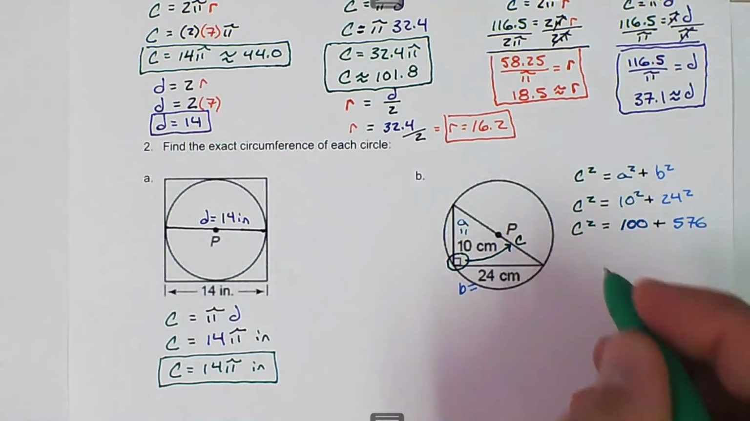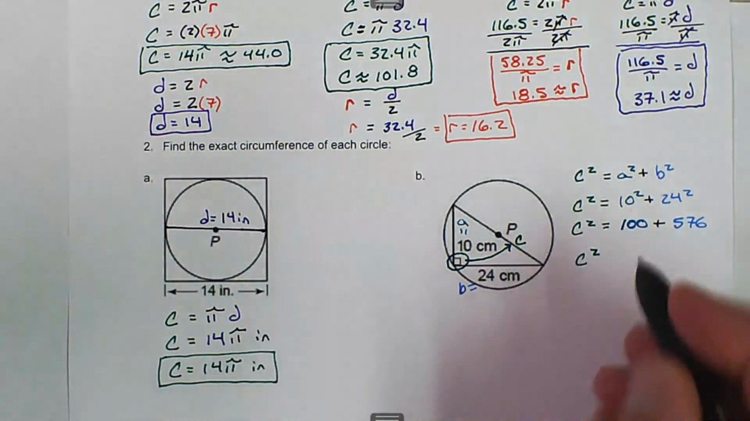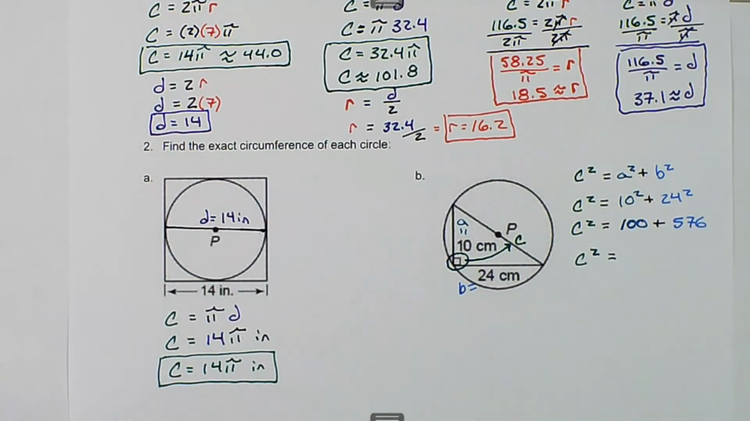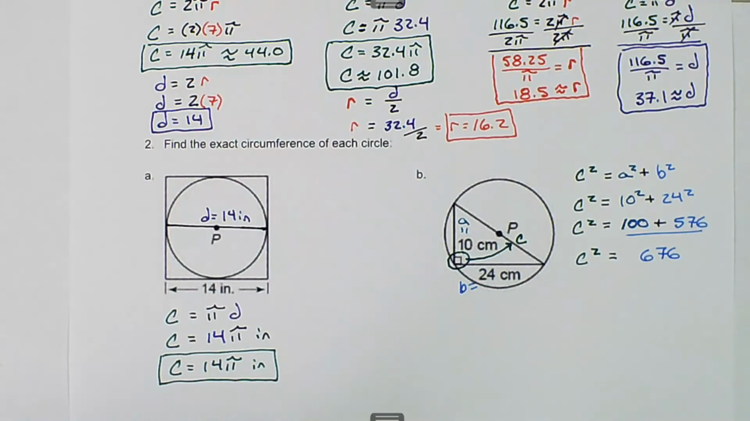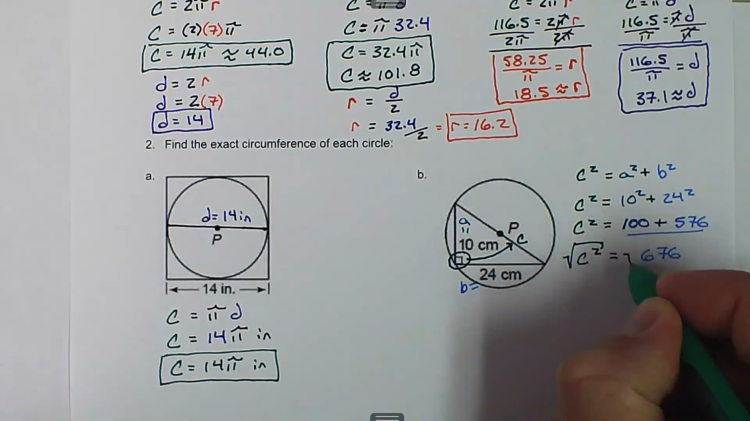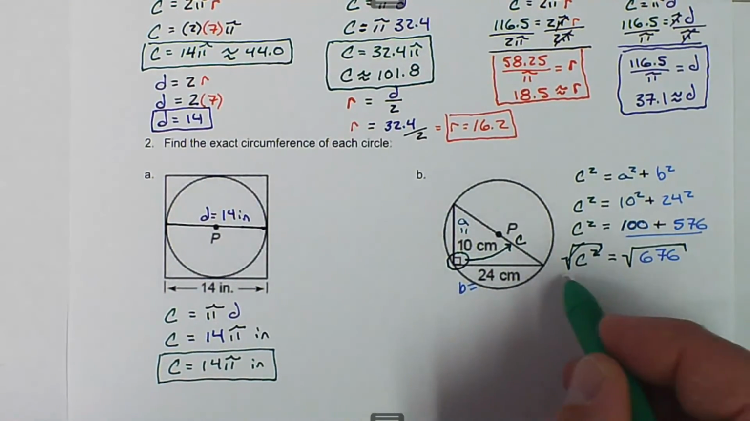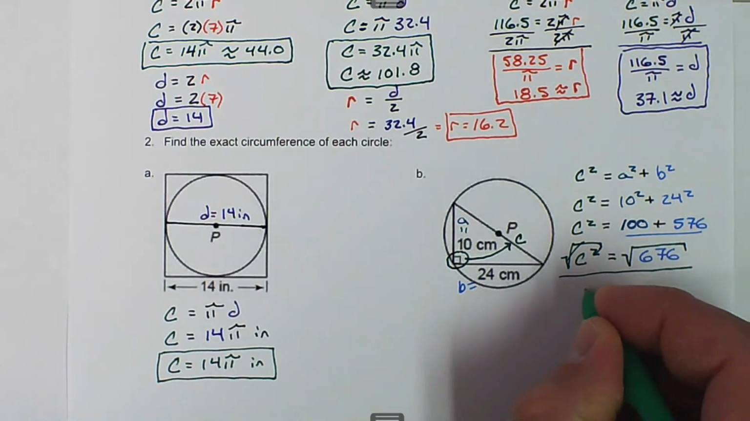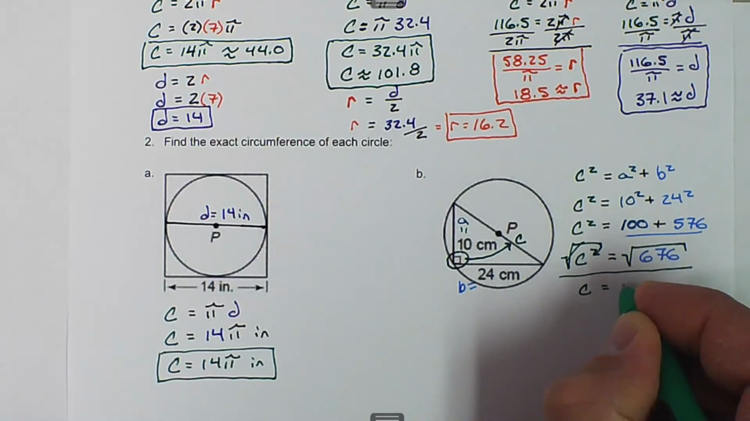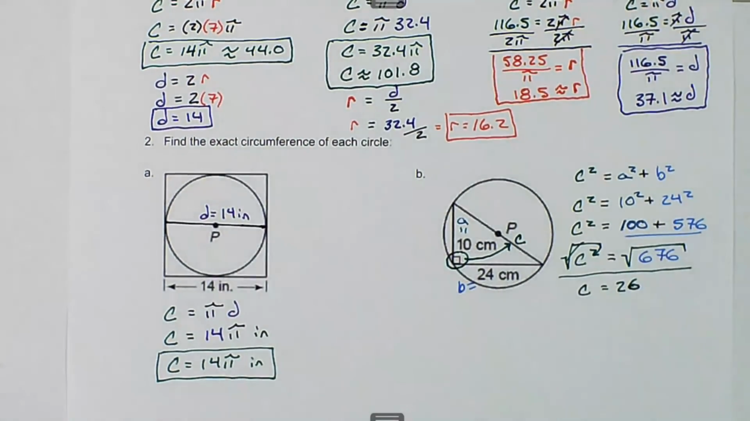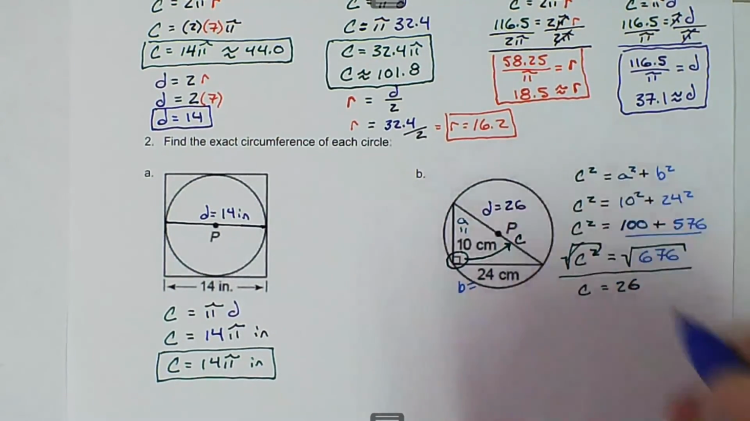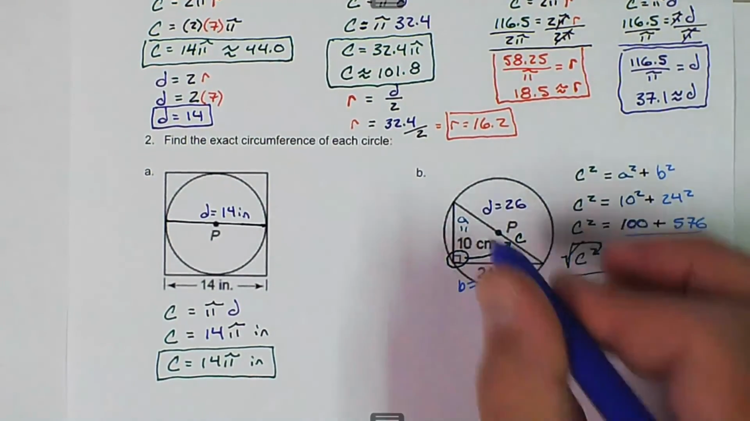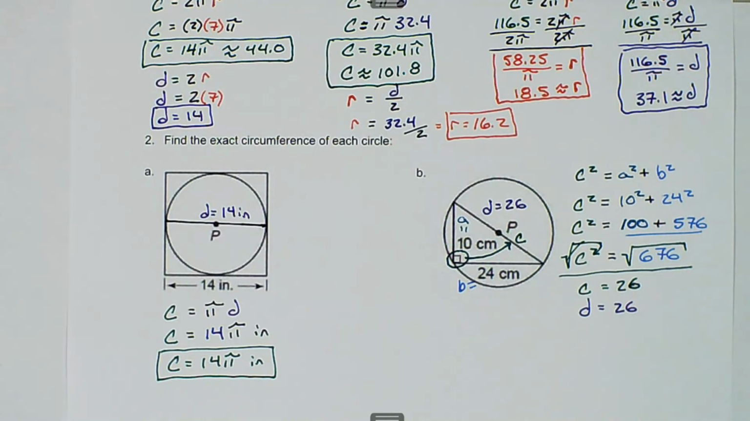And we can add those together, so we get C squared is equal to 676. And in order to solve that, what we have to do is we have to take the square root of both sides of the equation. Our square cancels our square root, and we're left with C is equal to 26. Now, in this case, our C value also happens to be our diameter. So our diameter is equal to 26. C and D represent the same side, the same diameter there.